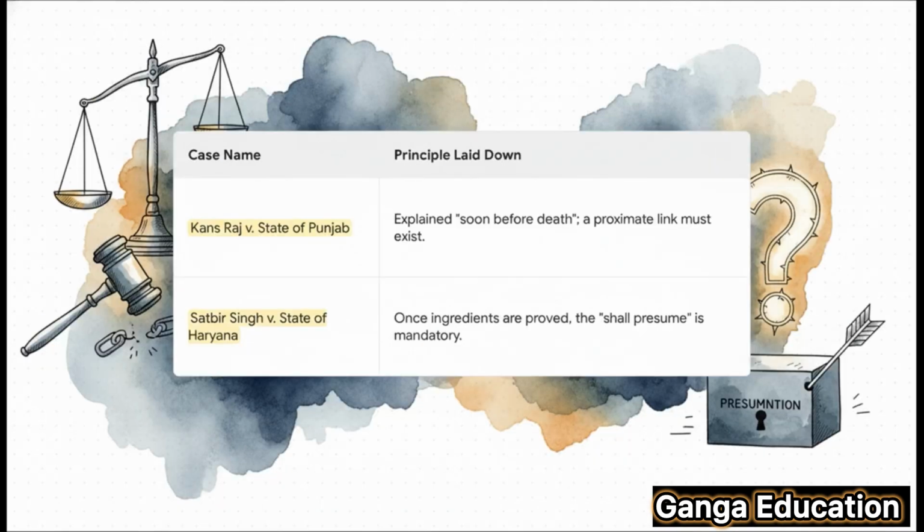And these landmark judgments reinforce that mandatory nature. In Kansraj versus State of Punjab, the Supreme Court explained that soon before death requires a proximate and live link between the two events. Then, the Satbir Singh case affirmed that once the ingredients are proven, the presumption under shall presume is absolute and mandatory. The court must apply it.